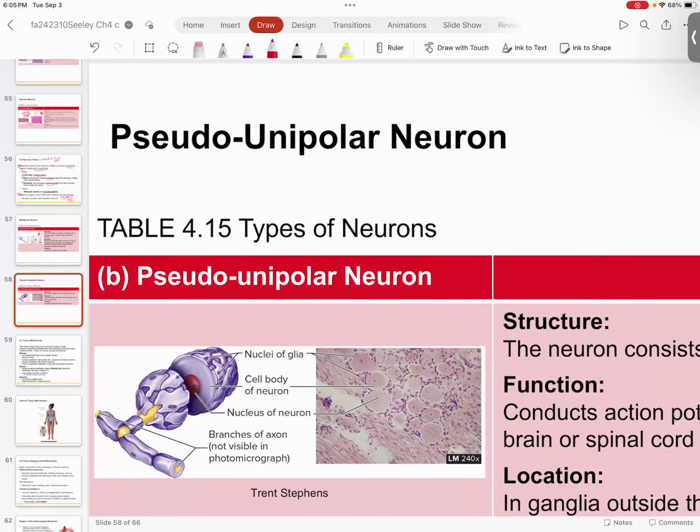You're seeing kind of the cross section of these cells themselves. So that's what they've done. They've taken a cross section and then shown you the end-on view of a pseudo-unipolar neuron.